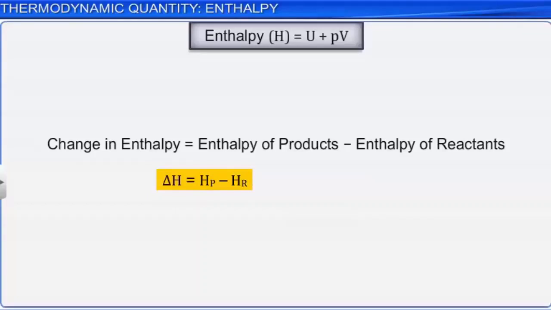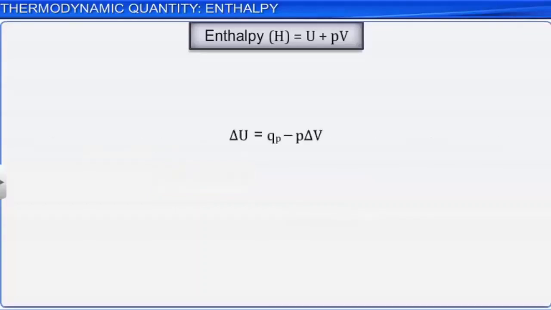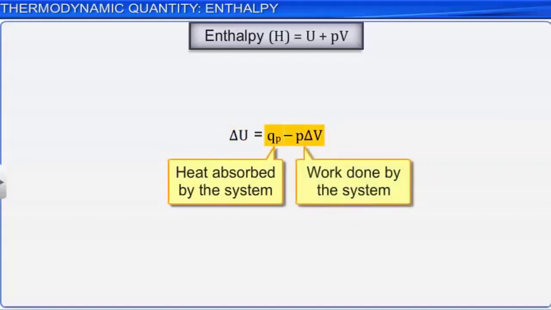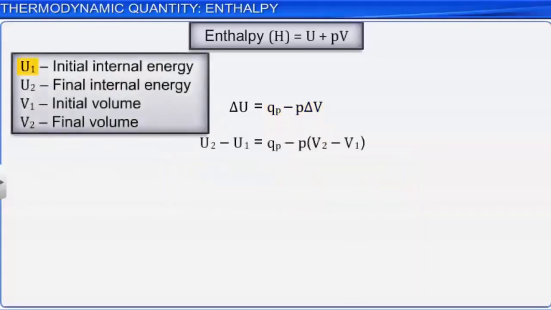The significance of ΔH also follows from the first law of thermodynamics, as ΔU is equal to QP minus PΔV. Here, QP represents the heat absorbed by the system and minus PΔV represents the work done by the system. Let U1, U2, V1 and V2 represent the initial and final internal energies and volumes respectively. The above equation can be written as U2 minus U1 equals QP minus P into V2 minus V1.